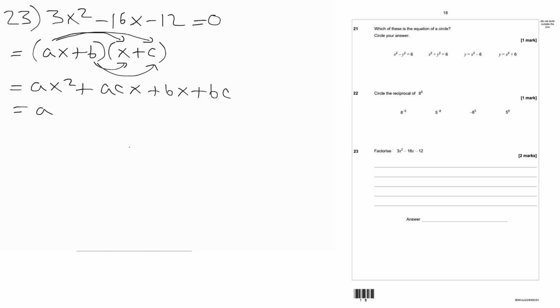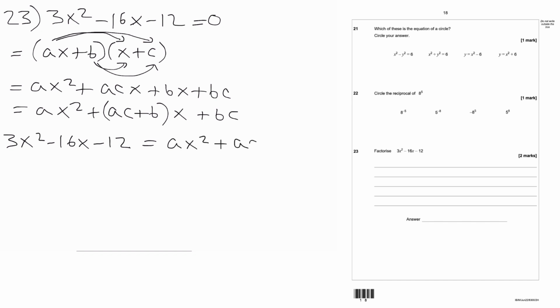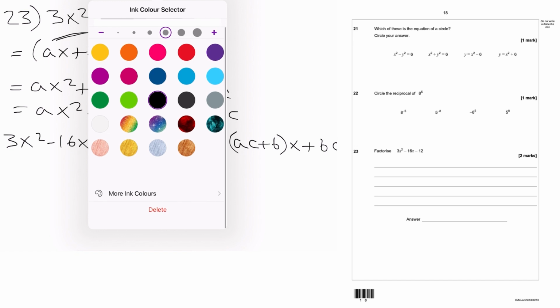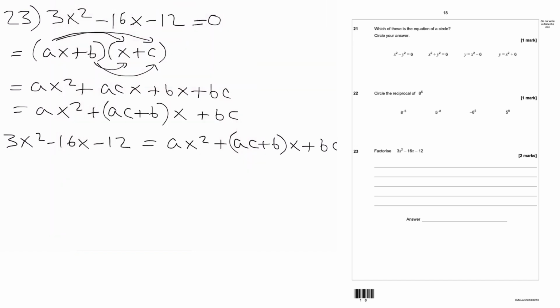Now I can simplify this as ax squared plus, and I have these two x terms in the middle, so I can simplify this as ac plus bx, and then we have our bc term on the end. And what I'm going to do is compare the coefficients between the original quadratic and the expanded out version of the final brackets. So what I mean by that, and I'll choose a different colour. So I've chosen red. So let's start with our x squared term. So we can see here, we have 3x squared and we have ax squared. So a is 3.